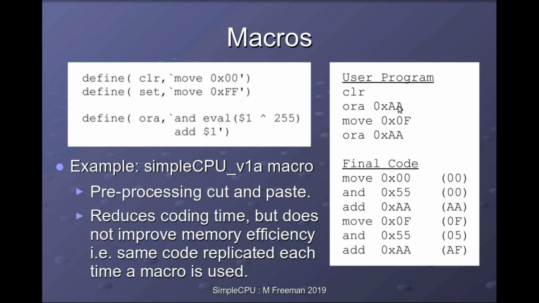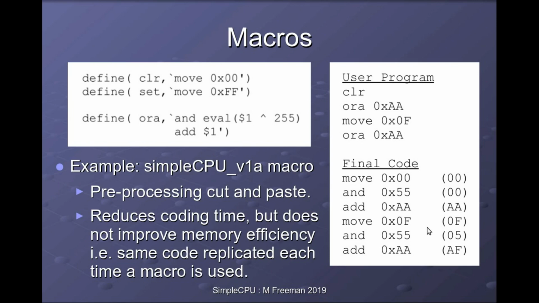So we can see this is our program. We implemented it on the simple CPU version 1A. We clear the accumulator, perform the bitwise OR with AA, so we should get AA in the accumulator. Then we overwrite it with the value F, and then perform the bitwise OR with again the value AA. If you step through the code as it is executed, you'll see the value in the accumulator change as shown here. Initially we clear the accumulator, then we perform the bitwise AND with 55. Well, as it was all zeros, nothing changes, and then we add AA to it to complete our bitwise OR instruction.